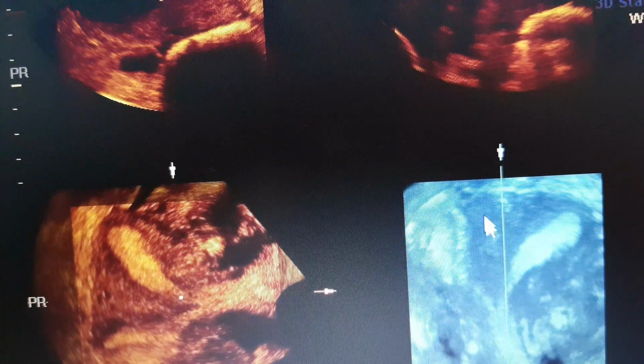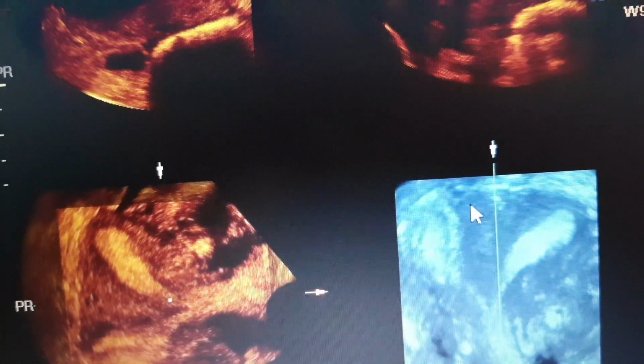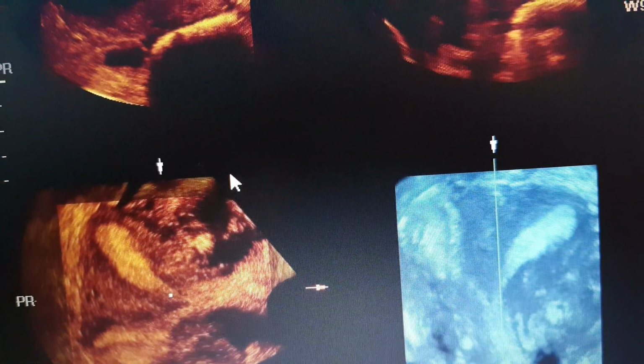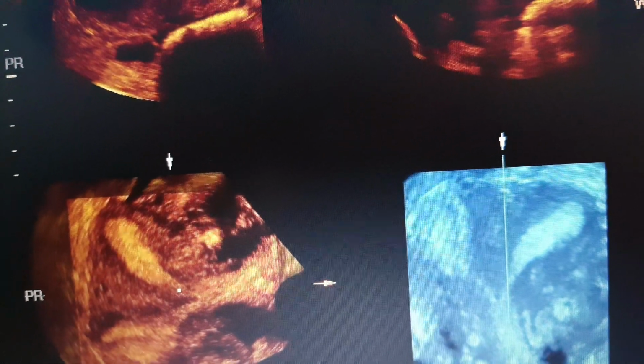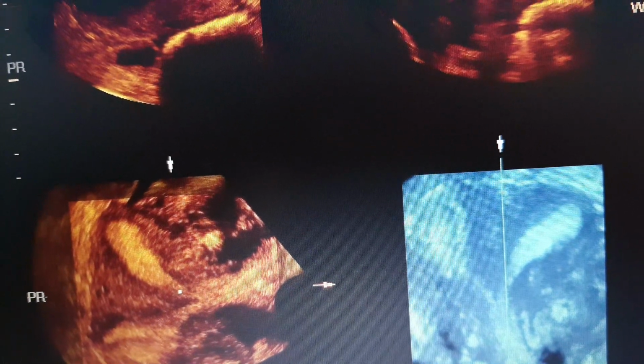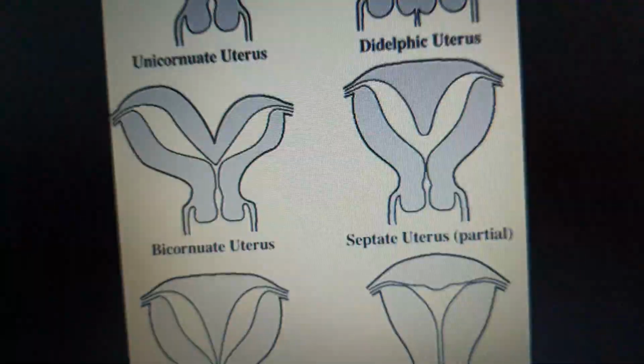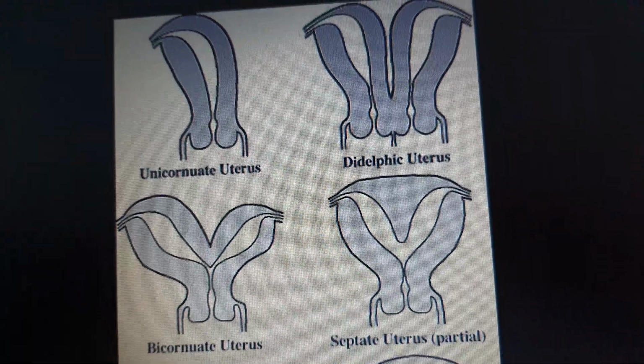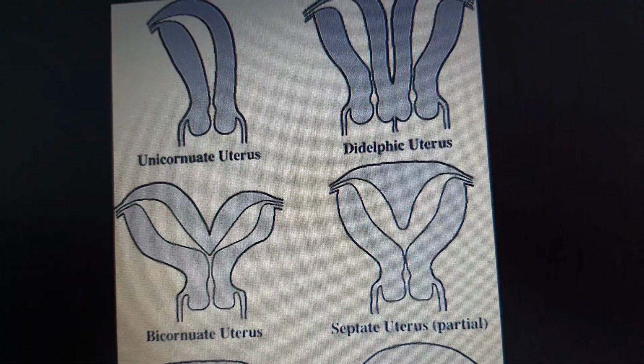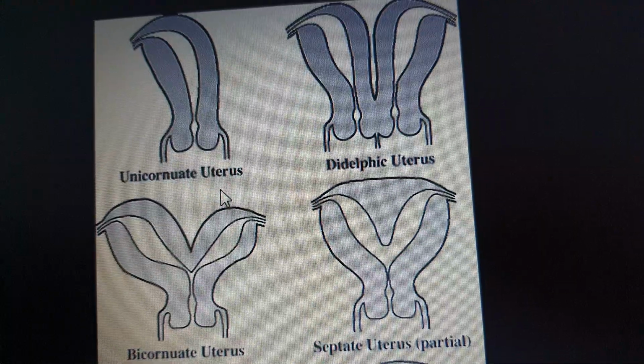And I found some of our colleagues asking, why do you say that this is septate, not bicornuate? Simply because the myometrium is continuous. It's not separate. And I have to remind you of this very important picture, which is a very simple picture for the Mullerian duct anomalies.